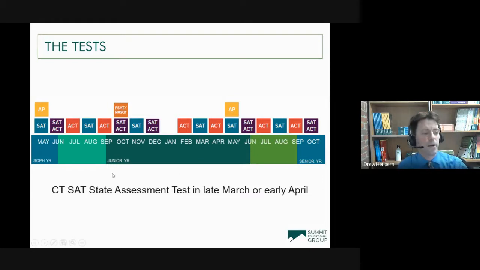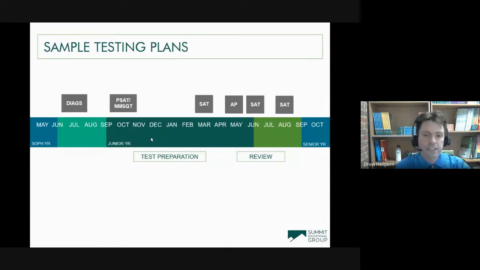And I will just point out the SAT is the Connecticut state assessment test. So all juniors in public schools in the state of Connecticut will take an SAT as part of the school day in either late March or early April. So even if you go down an ACT path, you'll still get that opportunity to try an SAT through that state assessment test. So we don't want to do this. We want to do something more sane and sensible.